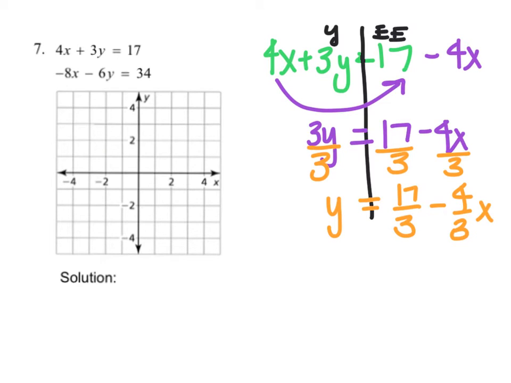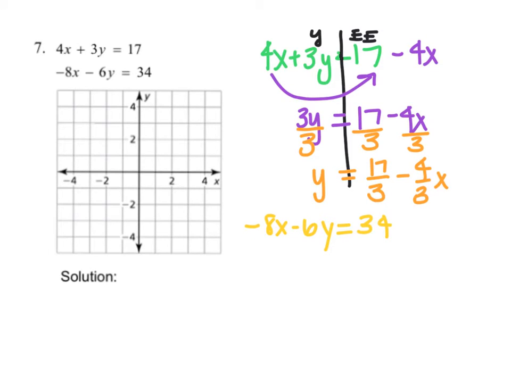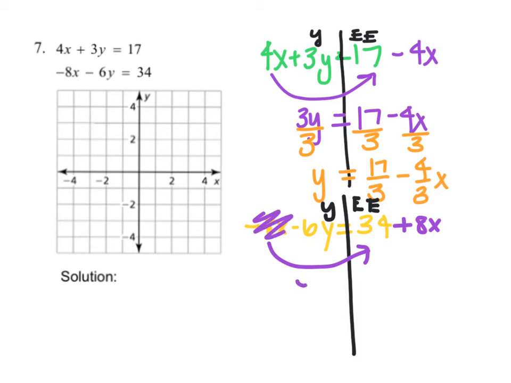So before I take the time to graph this equation, I'm going to go ahead and solve the second equation, negative 8x minus 6y equals 34. So I'm going to draw my line, label my sides as y's and everything else. So the first thing I need to get rid of is this minus 8x. So I move it to the other side, it becomes a plus 8x. So that's gone, and I now have negative 6y equals 34 plus 8x.